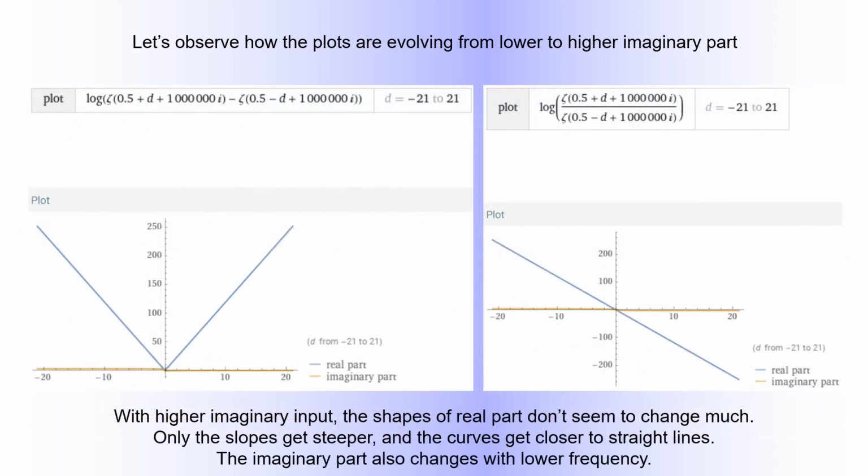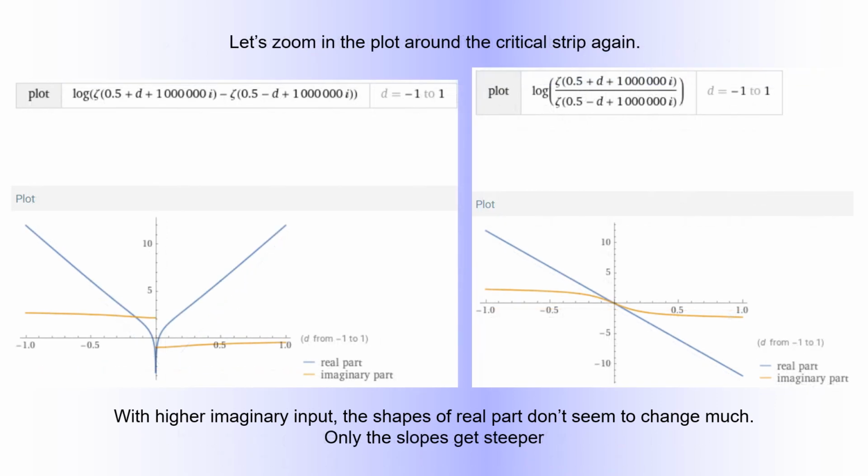The shapes of the real part don't seem to change much with higher imaginary input, only the slopes get higher, and the curves get closer to straight lines. The imaginary part also changes with lower frequency. Let's zoom in on the plot around the critical strip again.